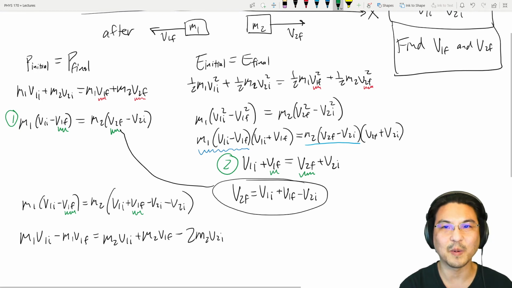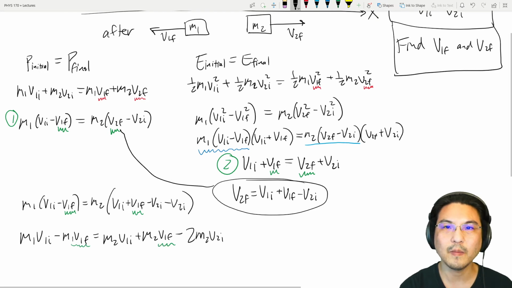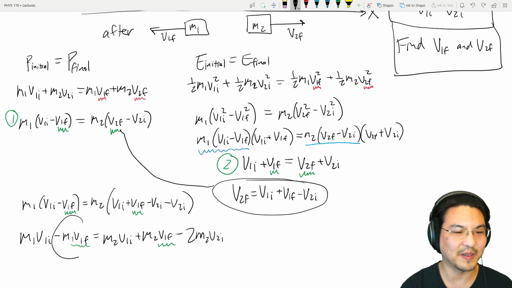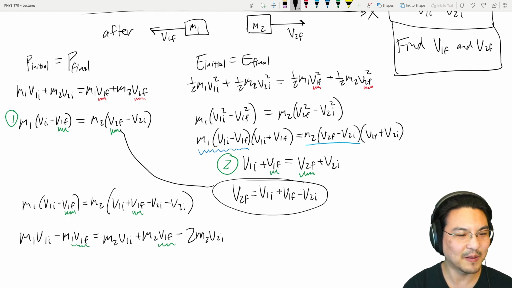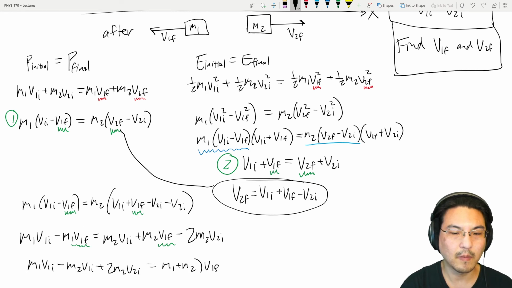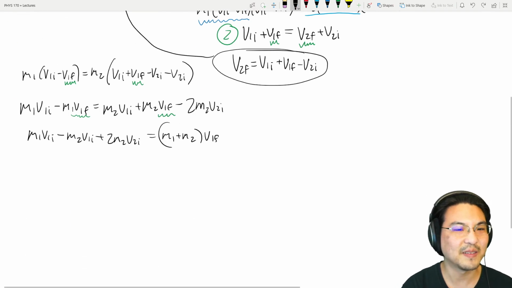Okay, and then let me keep an eye on my unknowns. So that means I'm going to take this and move it on the other side. Then I'll take this and move it on this side. So let me do that. Minus M2 V1 initial. Then this turns into a plus 2 M2 V2 initial. Take this and move it on that side. Okay, and then just divide by this.